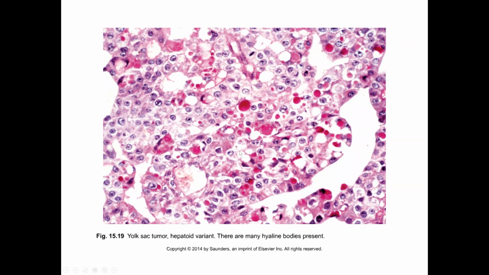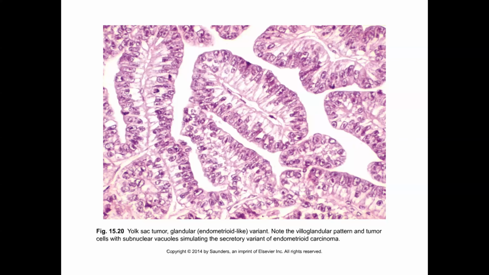Here's a more hepatoid variant, again with abundant hyaline droplets, but you can see the more solid appearance and the more oxyphilic type cytoplasm, the pseudoglandular appearance of some of these nests. And then here a very unique pattern, the endometrioid pattern, but this is an endometrioid pattern with sort of an inverted appearance. And notice that rather than having the piano key type of appearance with the nuclei at the base of the cell, here they're at the apex with the cytoplasmic vesicles surrounding the central vessel, or the central core of the papillary structure.